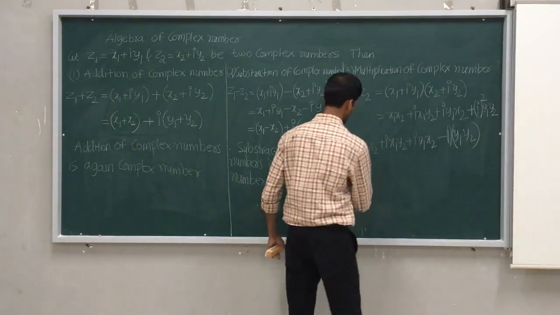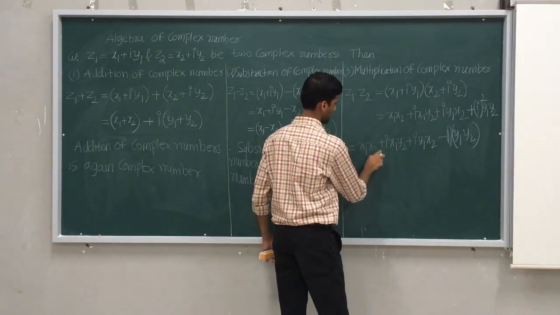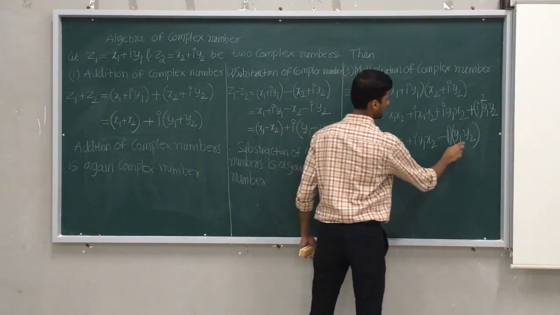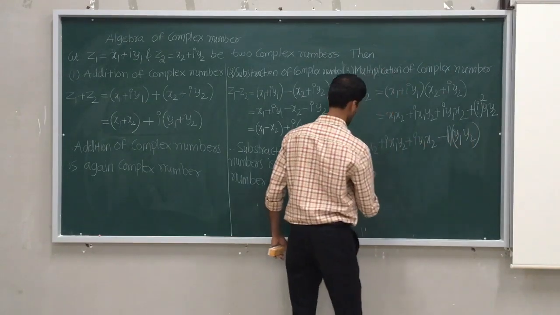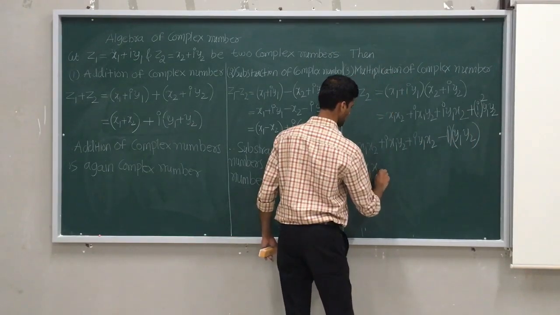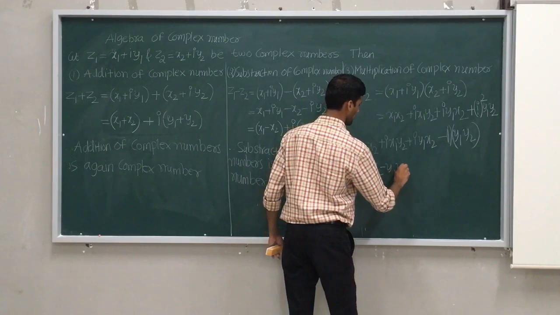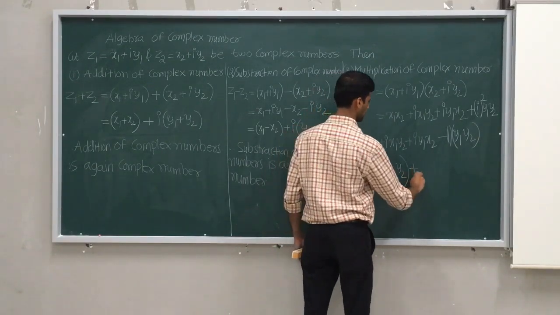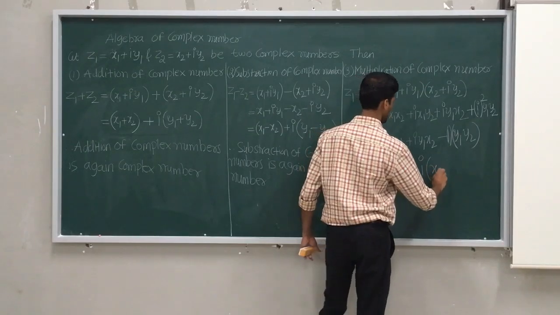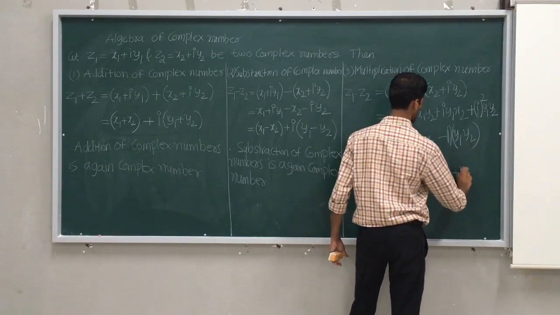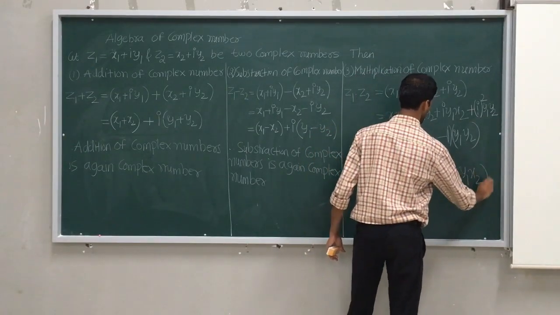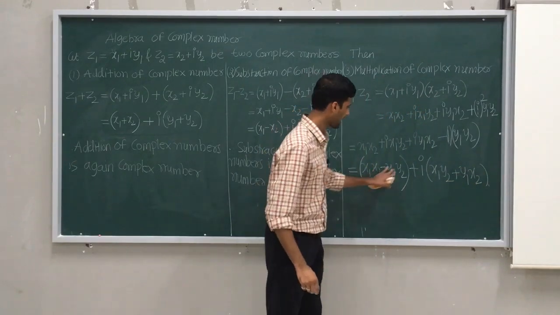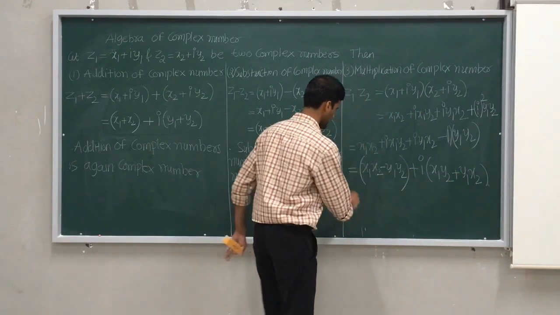Therefore, this is the real part. There is no i here, and there is also no i there. Therefore, I write x1 x2 minus y1 y2. I made the rest one group, in which i is common: i times x1 y2 plus y1 x2. Again it looks like a plus ib.